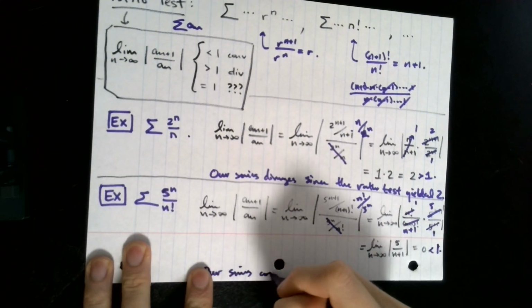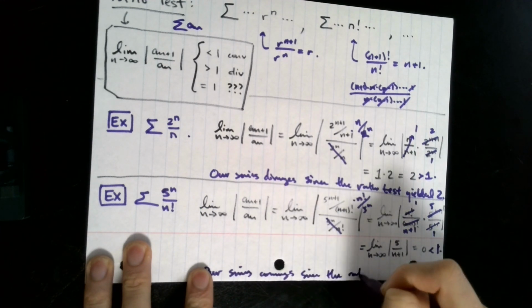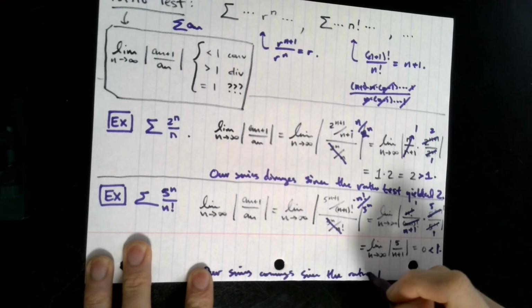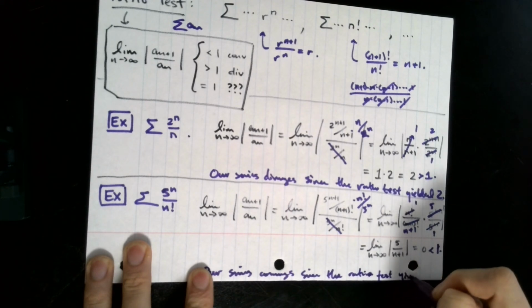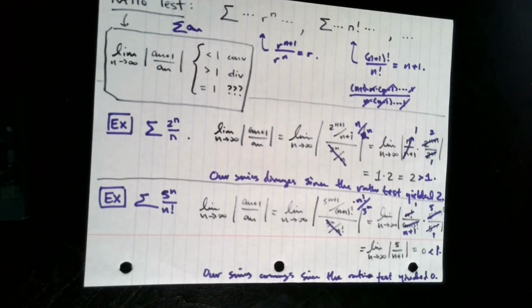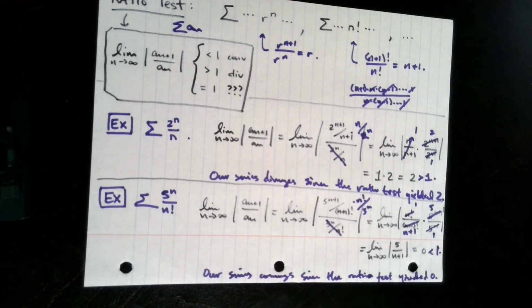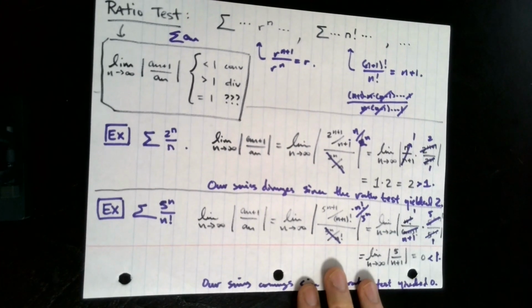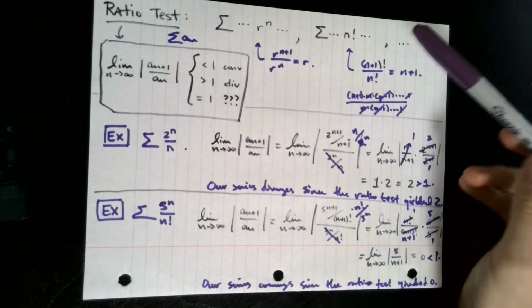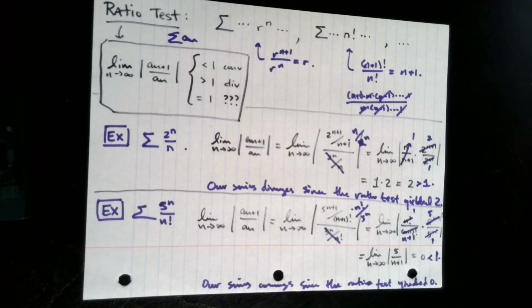We can say then in conclusion that our series converges since the ratio test yielded 0. So anytime your ratio test yields a limit for your ratio less than 1, you get convergence. If the limit pops out to be greater than 1, you get divergence. And here we've now seen two examples of the ratio test in action. Remember, the ratio test works really nicely when you see factorials. It also works really nicely with expressions of the form r to the n.